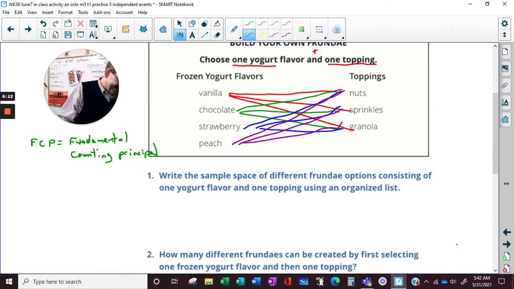How many did that come to? Write a sample space of different Fridays consisting of 1 yogurt and 1 topping. I did it. There is my sample space. I'm done. How many different Fridays can be created? You count your lines. 1, 2, 3, 4, 5, 6, 7, 8, 9, 10, 11, 12. So see above.